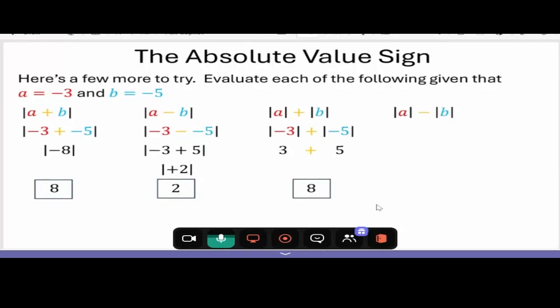How about this last one? Again, A in red, B in blue, and then this time there's a minus sign between them, which I put in orange. Replace the A with -3 and the B with -5, and the orange minus sign stays there. And again, this is all worked out, so what is the absolute value of -3? +3. Then there's a minus sign. What is the absolute value of -5? It is +5.